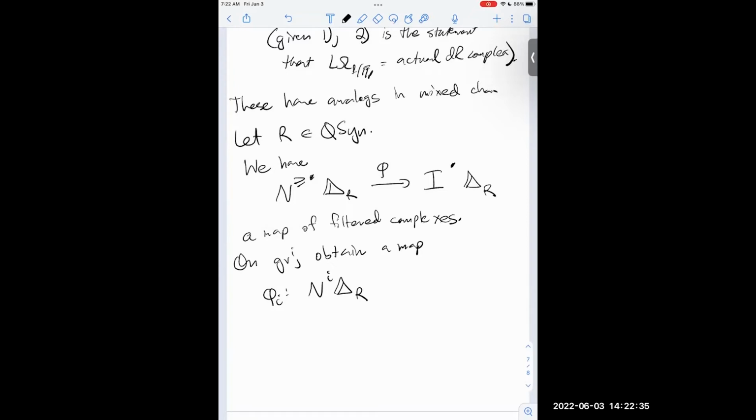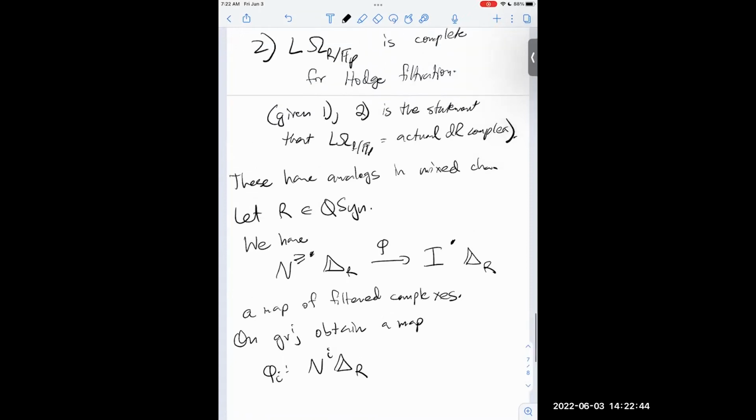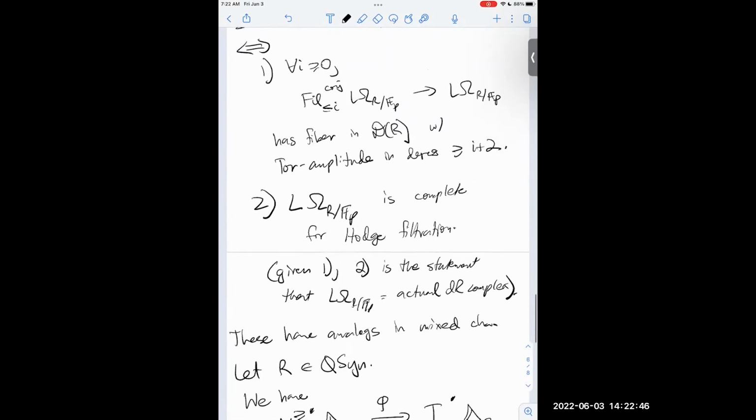Sorry, there's a question about the Tor amplitude. I think I'm using cohomological conventions. I hope I didn't. Sorry. Yes, it's in cohomological conventions. Okay.